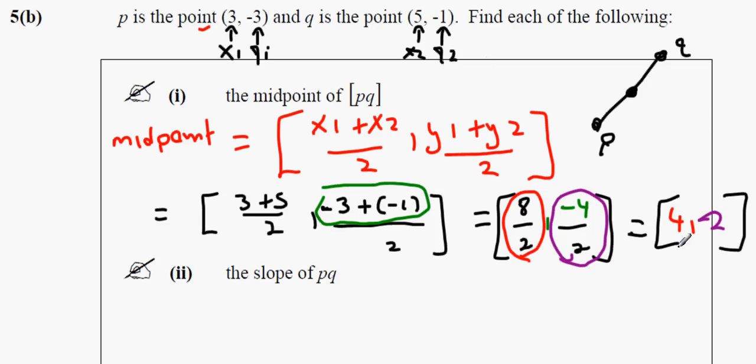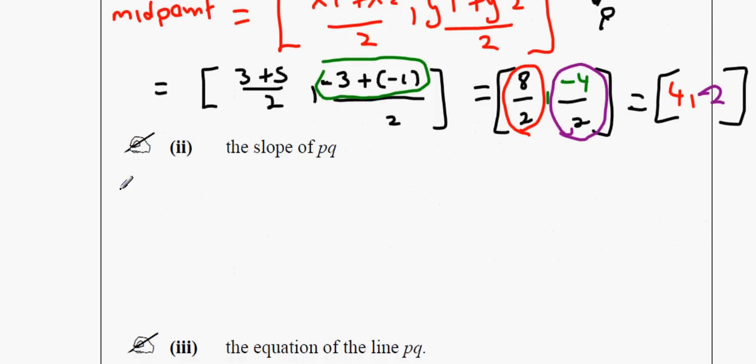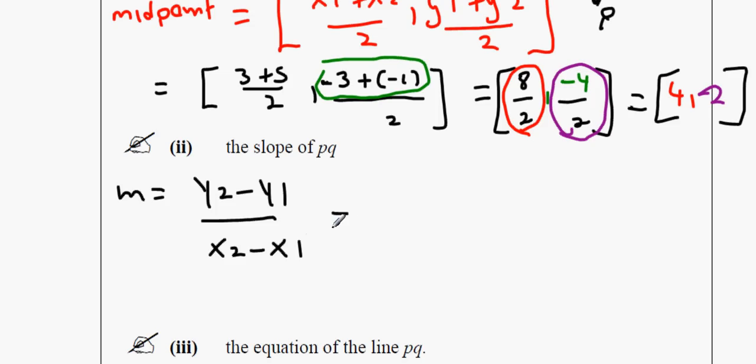The next part we got to get is the slope, and the slope is equal to y2 minus y1 divided by x2 minus x1. So the slope of the line PQ. Now y2 is minus 1 minus y1, which is minus 3, divided by x2, which is 5, minus x1, which is 3. And now we're just going to put this into our calculator.